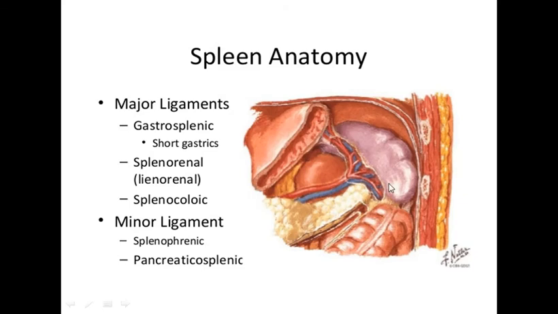So these two are very important ligaments, along with their contents, right? And the lienorenal, the spelling is L-I-E-N-O-R-E-N-A-L, right?